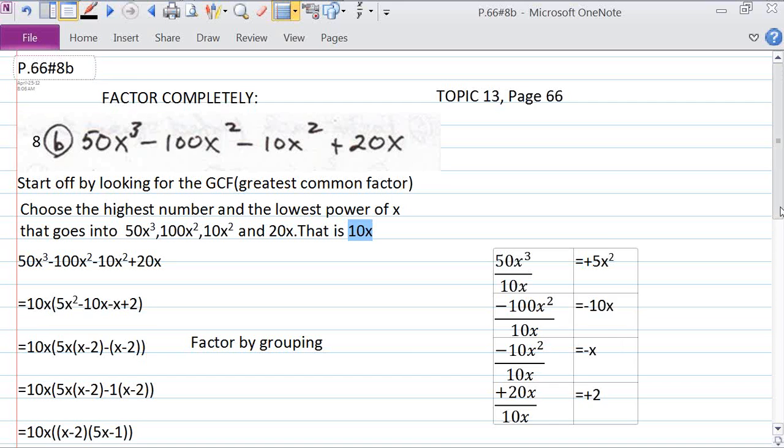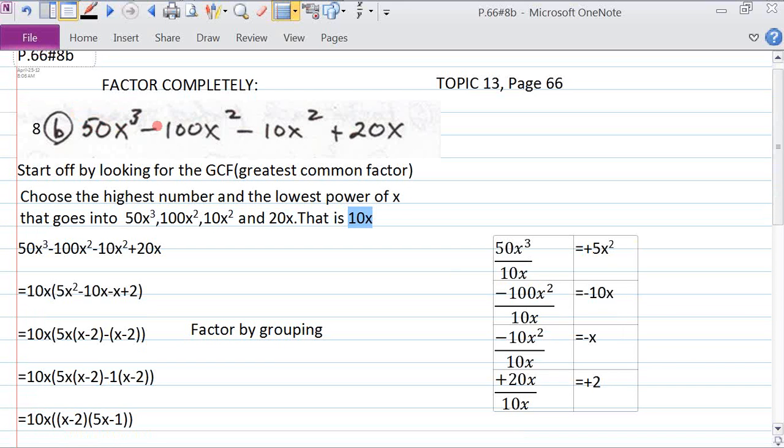Now, here we are asked to factor completely 50x cubed minus 100x squared minus 10x squared plus 20x. And the first thing we look for is the greatest common factor. So we ask ourselves, what's the highest number that goes into 50, 100, 10, and 20? And the highest number that goes into that is 10. So that's our first factor. And we look for the lowest value of x, which is this one here, x to the 1. So 10 times x gives us 10x, which is the greatest common factor.